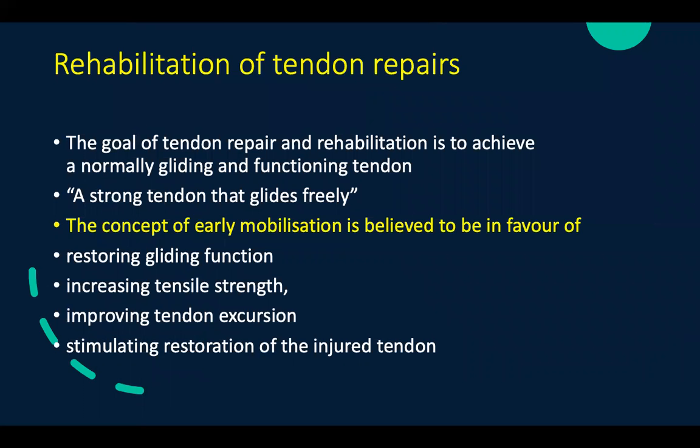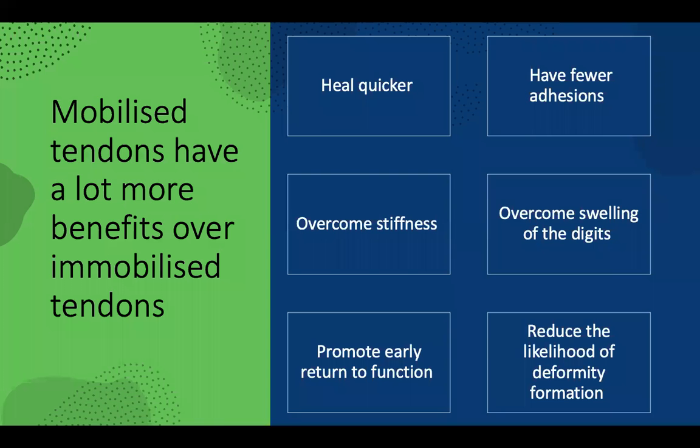Now coming to the rehabilitation of tendon repair. The goal of tendon repair and rehabilitation is to achieve a normally gliding and functioning tendon. A strong tendon that glides freely is the motto. The concept of early mobilization is believed to be in favor of restoring gliding function, increasing tensile strength, improving tendon excursion, stimulating the restoration of the injured tendon.